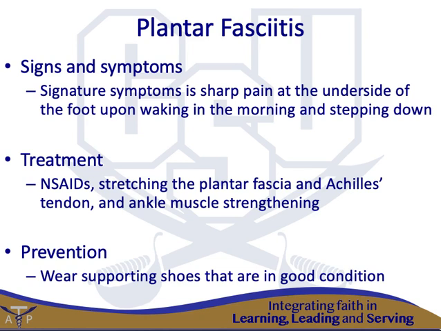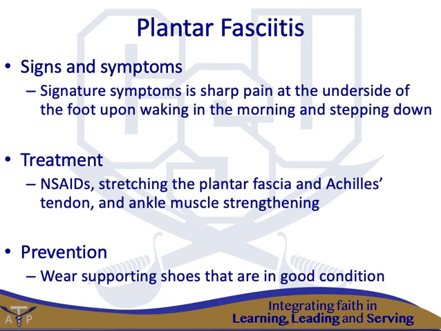For treatment, typical treatment for plantar fasciitis is non-steroidal anti-inflammatories, rehabilitation stretches that include stretching for the plantar fascia and Achilles tendon, and ankle strengthening protocols. We could also prescribe, or refer them to a physician so they can prescribe maybe a corticosteroid shot or oral corticosteroids.